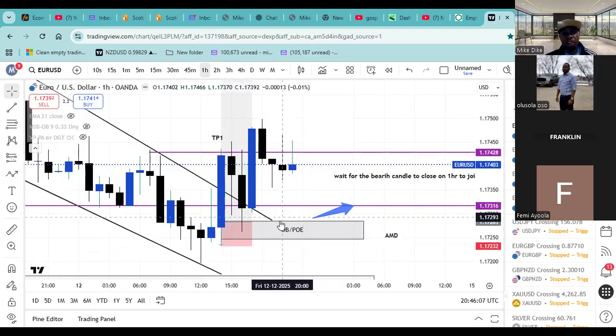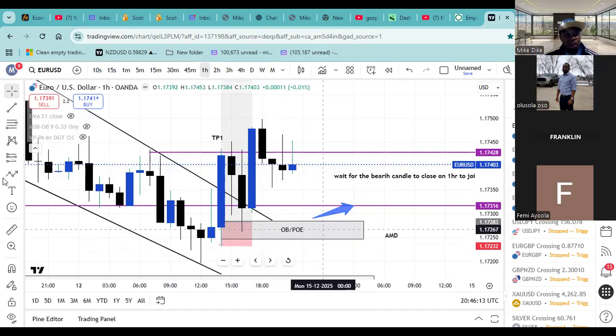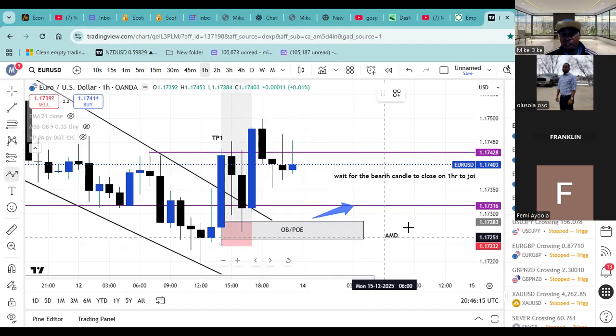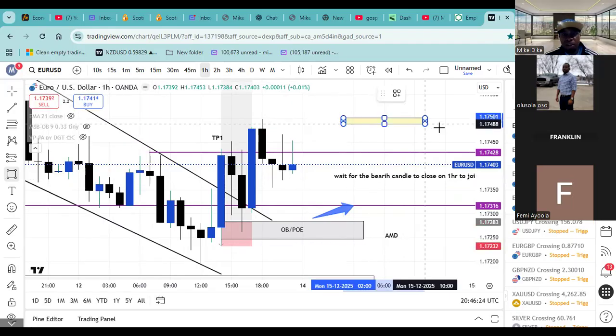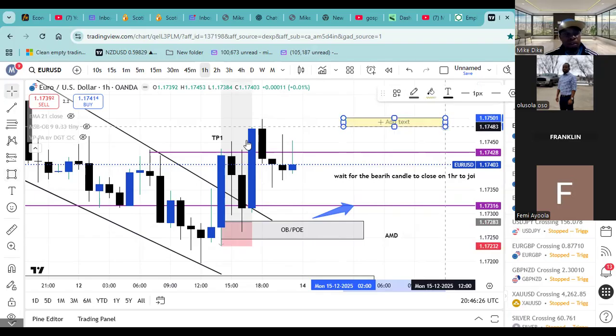So whenever you touch here, it will first accumulate. So when it's accumulating, you know it's gonna manipulate you, right? That manipulation is the fake out. If you understand AMD now, this is your point of entry, all right?